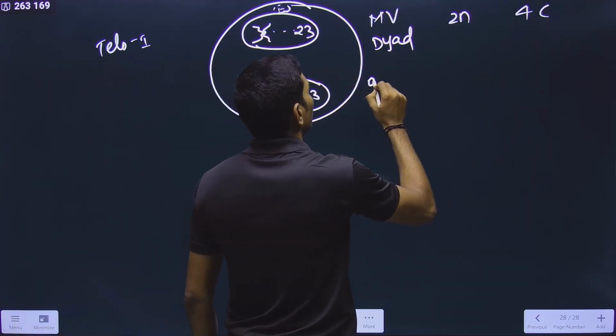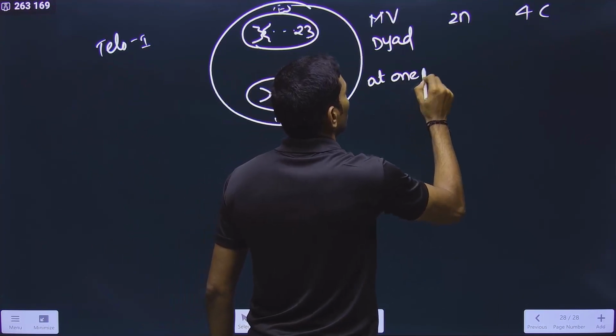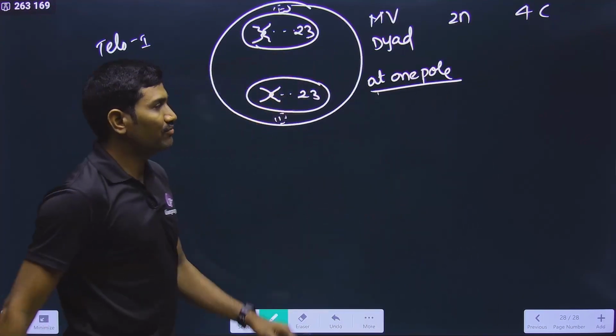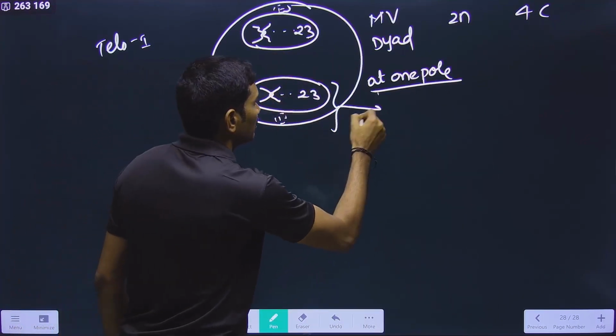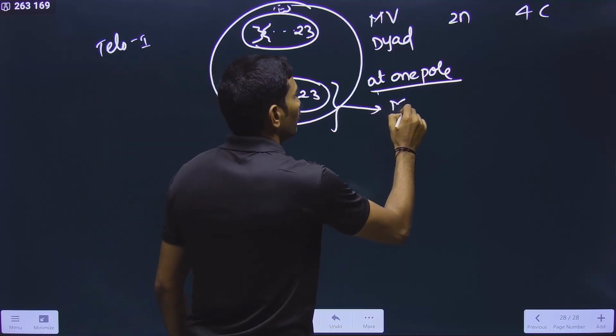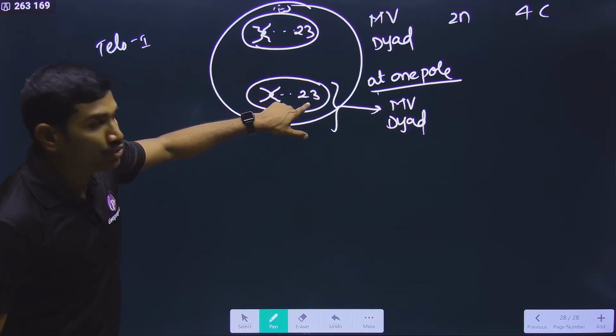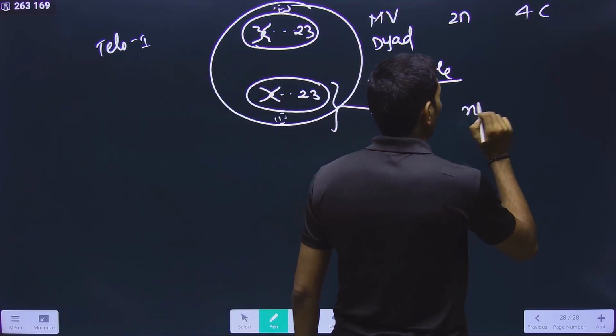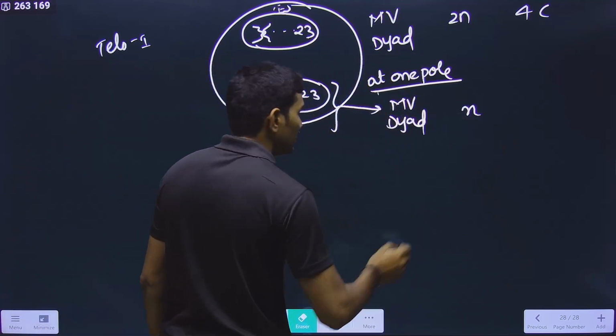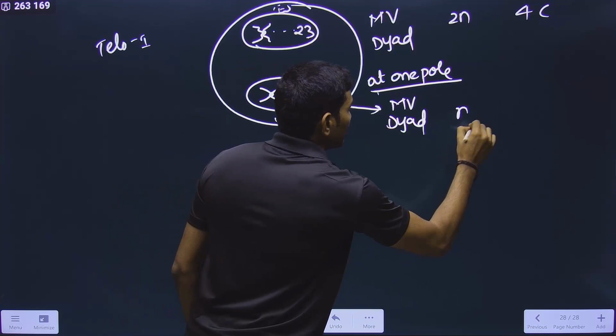If they are talking about one pole, if at all they are asking for one side only, now what will you write? Here also monovalent dyad chromosome, but on one side only 23 chromosomes, so it is haploid. N value, it is N.